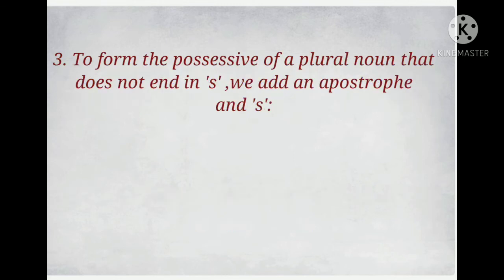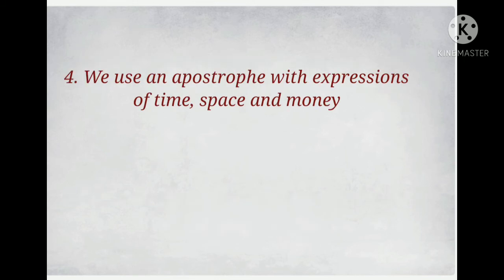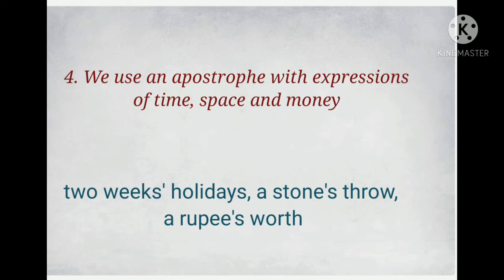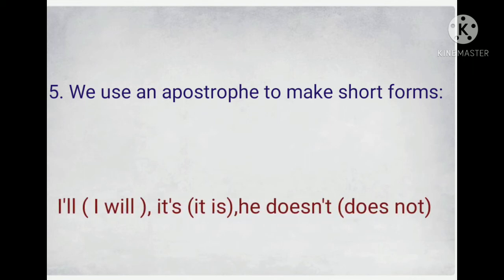3rd, it is used to form the possessives of a plural noun that does not end in s. We add an apostrophe and s. Example, children's programs, men's clothes, women's college. 4th, we use an apostrophe with expressions of time, space, and money. Example, 2 weeks' holidays, a stone's throw, a rupee's worth. 5th, we use an apostrophe to make short forms. Example, I'll, which means I will, it's, which means it is, he doesn't, which means does not.